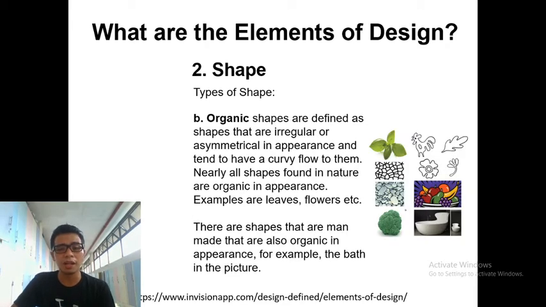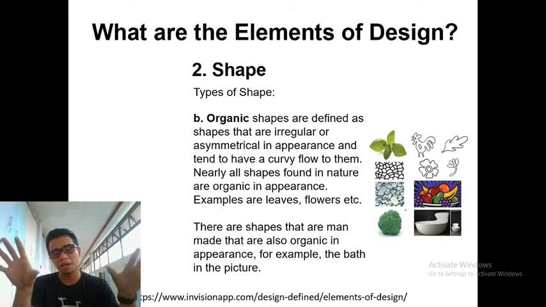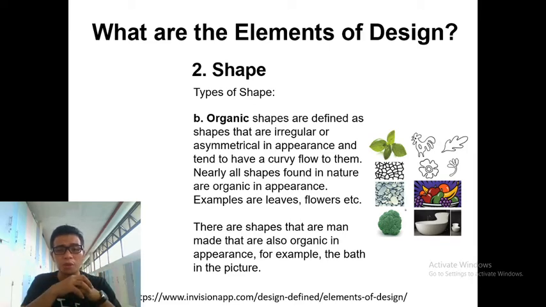Organic shapes are defined as shapes that are irregular or asymmetrical. So, hindi siya symmetrical, asymmetrical siya. Meaning hindi siya balance. No, ang tendency niya is iba, if you're going to look at the center axis, yung sa kabilang portion hindi ganoon, sa kabila iba rin, no? Magkaiba. Hindi nga symmetrical eh. Asymmetrical nga in appearance and tend to have a curvy flow to them.